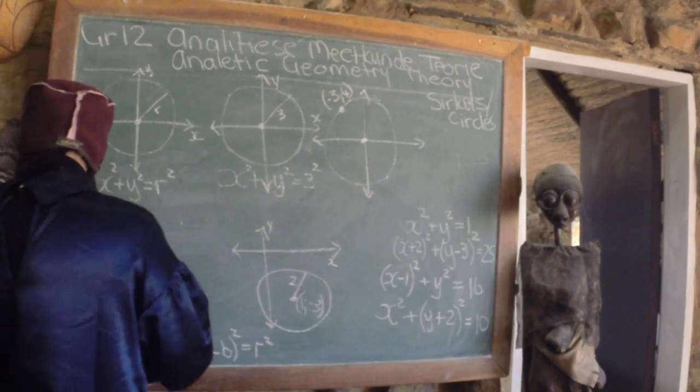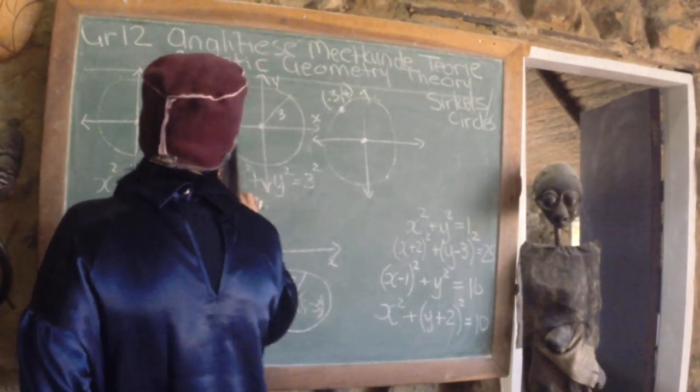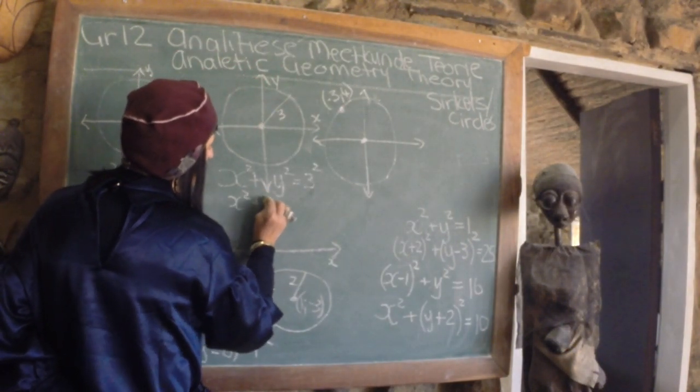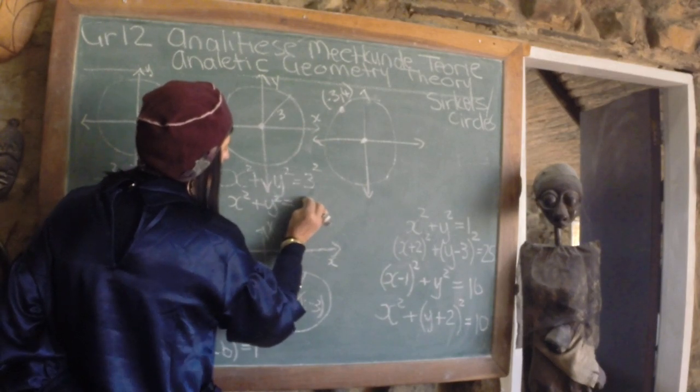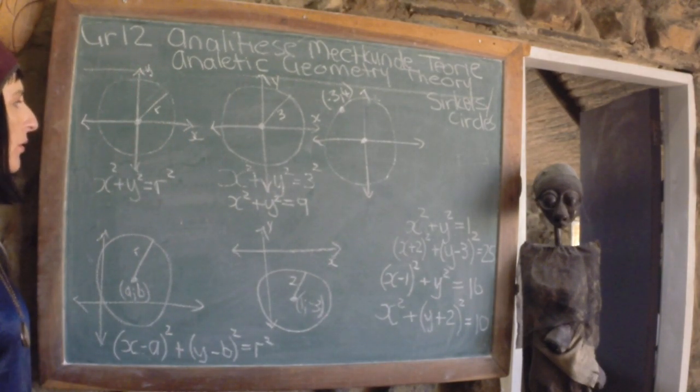So the final answer for that will then be x squared plus y squared equals 9. And it's not necessary to get it in terms of y, you leave it exactly like that.